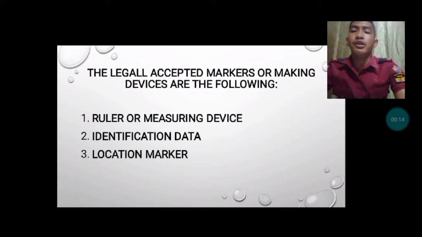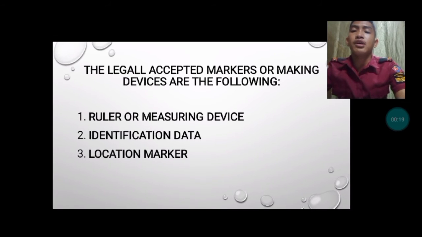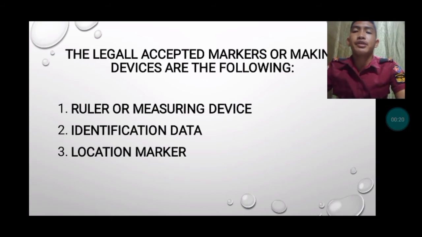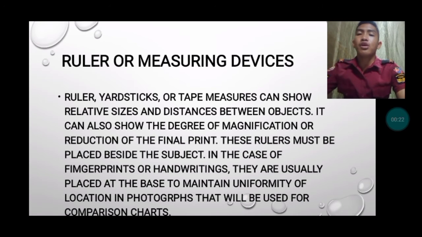First is a ruler or measuring device. Two is identification data. Three is location marker. When we say ruler or measuring device, a ruler, yardstick, or tape measure can show relative size and distance between objects. It can also show the degree of magnification or reduction of the final print.